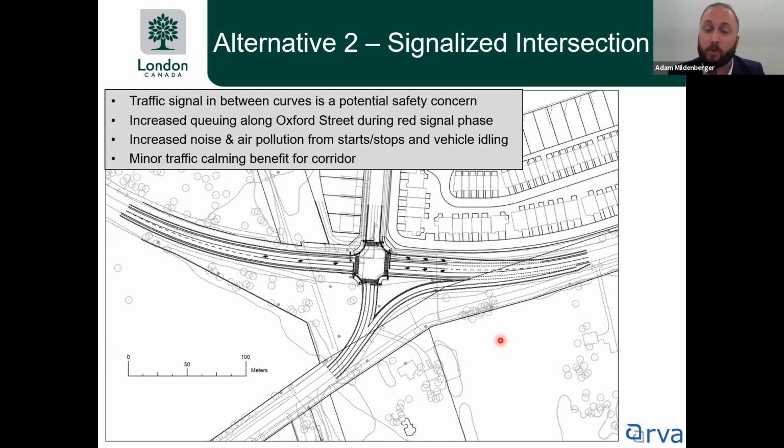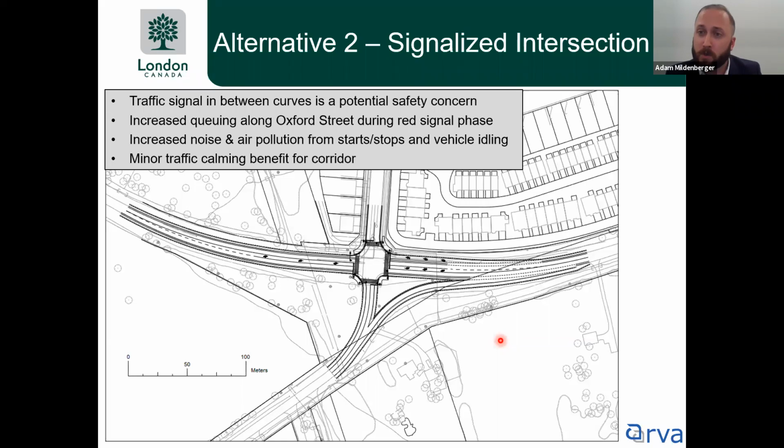Introducing a signal would also increase noise and air pollution. You can imagine with the changing of the signal lights from red to green, you would have an increase of stopping and restarting of vehicles on Oxford Street. Those are things that contribute to the noise and air pollution. And also the traffic signal provides only a minor traffic calming benefit to the corridor. With the majority of traffic at this intersection traveling east and west along Oxford Street, you can anticipate that the signal is going to rest on the green phase for the majority of the time for the Oxford Street approaches, and would likely only switch to a red phase when demand for left turns from either Gideon Drive or Kains Road exists.